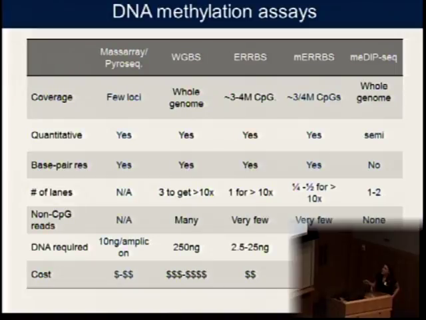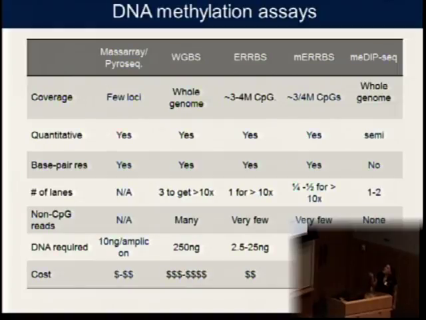So if you want to do a few loci, you're going to go with MassARRAY or pyrosequencing, and it's going to be quantitative and base pair resolution. We require about 10 nanograms of DNA per amplicon, and the cost per sample varies on whether you're going to do few primers, many samples, or few samples, many primers. So it's hard to give it a dollar amount, but we can help you with that.